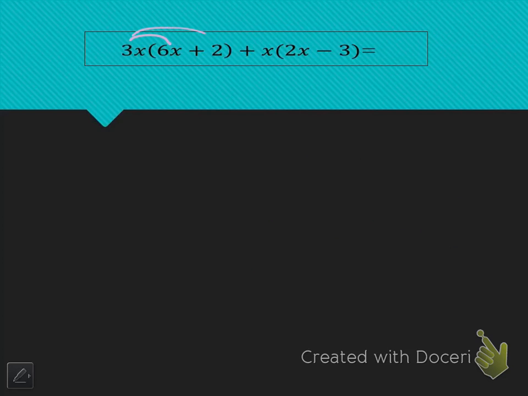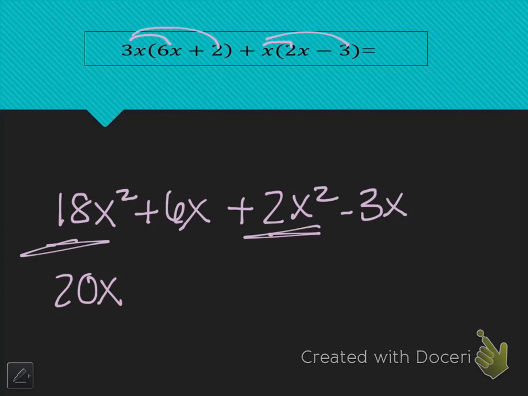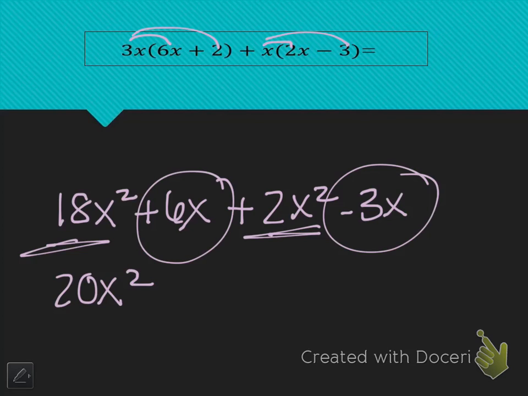Okay, let's distribute this one. So 3x times 6x is 18x. Remember, add their exponents, so we're going to get squared. And 3x times 2 is going to be 6x. We got 2x going this time, so x times 2x is going to be plus 2x squared. And then x times negative 3 is negative 3x. So we're going to combine now. So 18x squared plus 2x squared is 20x squared. And 6x and negative 3x gives us a positive 3x.